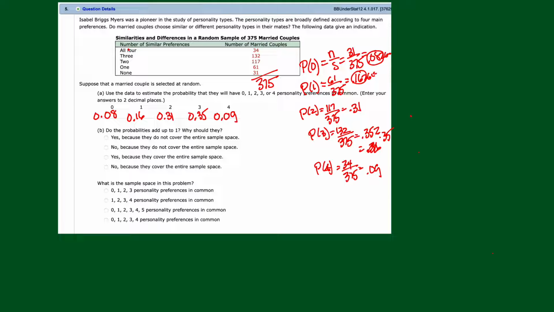But we're going to say yes, because they cover the entire sample space. That's what the problem has in mind. So theoretically, they all should add up to 1.